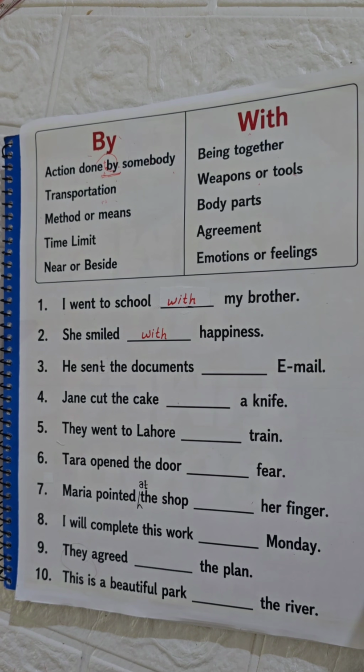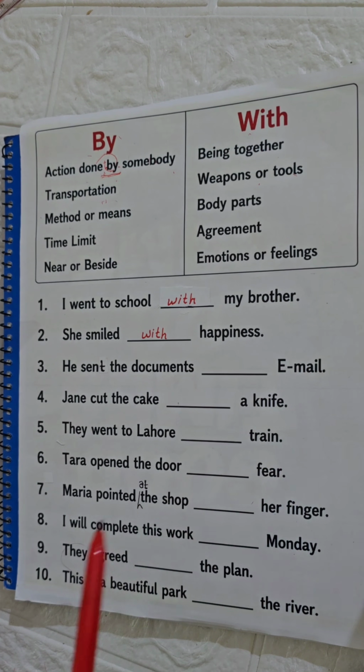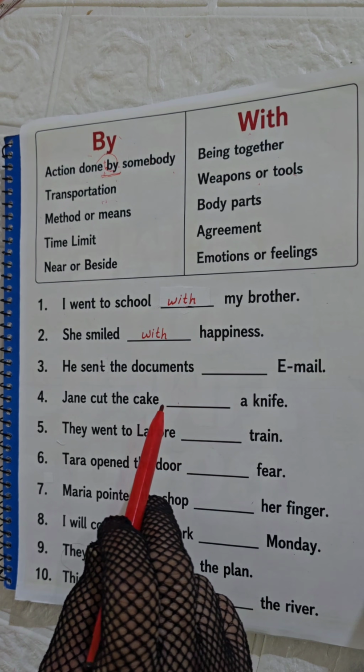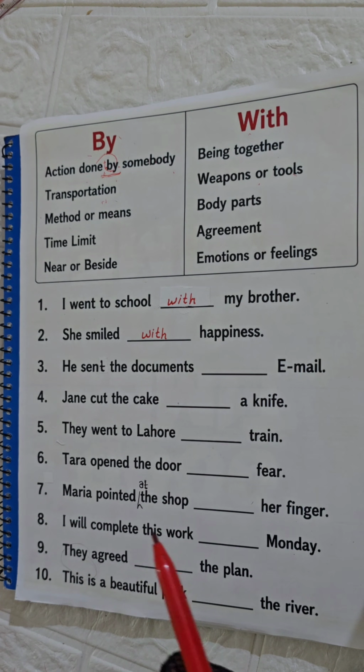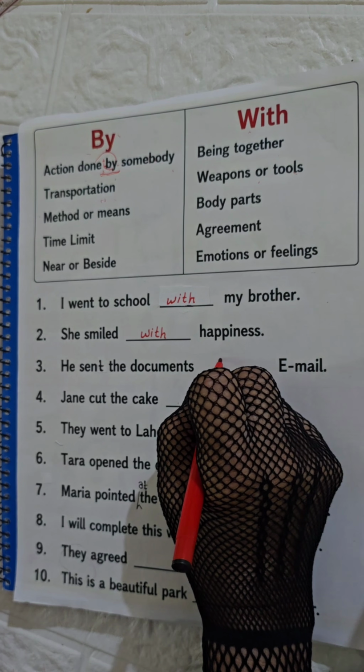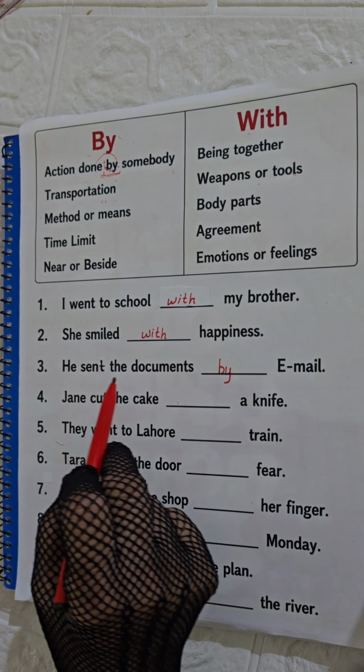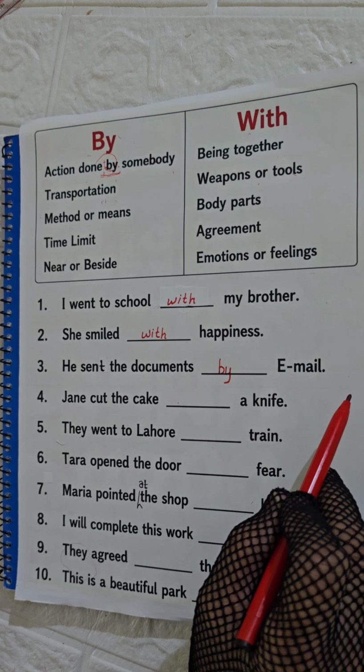Now number three, he sent the documents blank email. What will you write in the blank? By or with to complete the sentence. This sentence shows method of communication. When we tell how something is sent, we use by. Therefore, we will write by in the blank. Now we can read the sentence. He sent the documents by email.